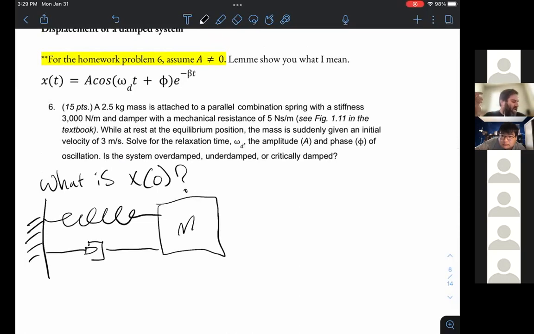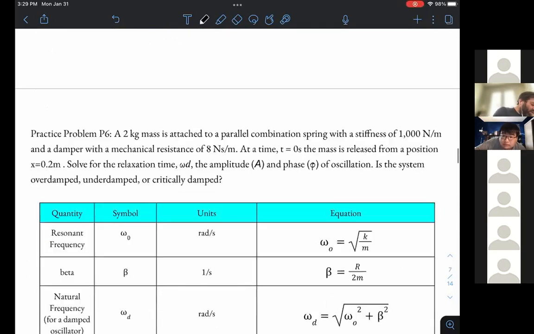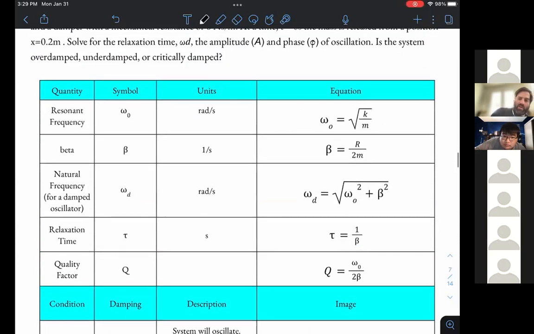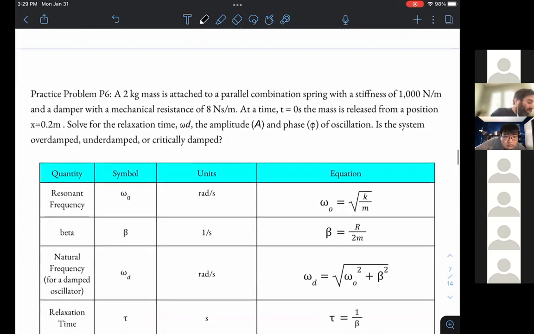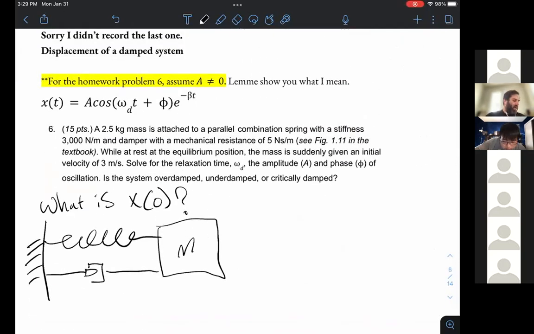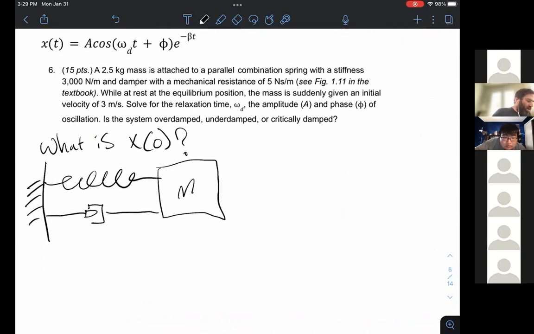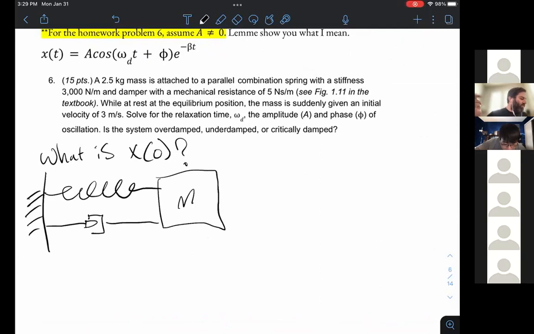Figuring out what omega d is and what beta is is actually pretty trivial. We have equations for that. I'll give you those in a second, but they look like this. We can just punch those numbers into MATLAB or whatever, and it will spit those numbers out for us. What's tricky is figuring out A and phi. So I want to write an equation for the equation of motion at t equals 0. What is x of t? What's the displacement or the position at t equals 0? Does anybody know that? Reading the problem. Where does this thing start?